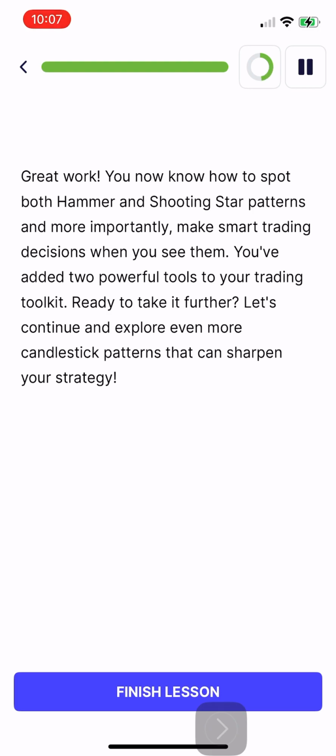You've added 2 powerful tools to your trading toolkit. Ready to take it further? Let's continue and explore even more candlestick patterns that can sharpen your strategy.